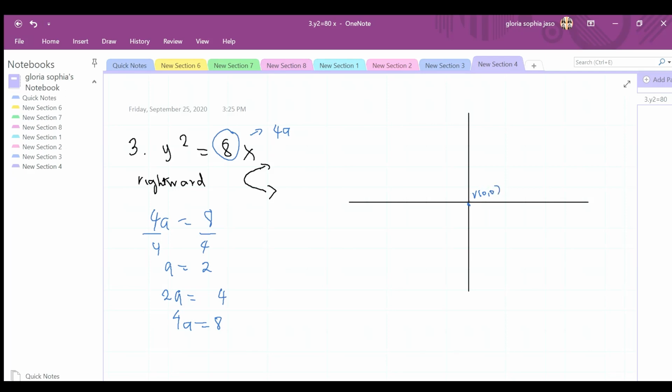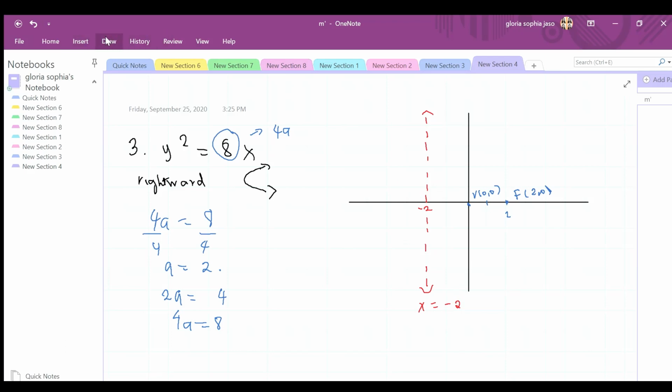So let's locate our focus first. The focus would be a units, or 2 units, from the vertex. Since the parabola opens to the right, we will move 2 units to the right. 1, 2. So this is our focus. Coordinates are (2, 0). And then let us graph the directrix. From the vertex, we will move 2 units to the left. So this will be our directrix. And the equation is x equals negative 2.